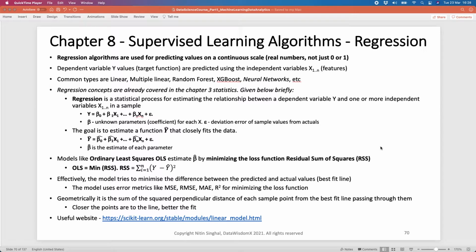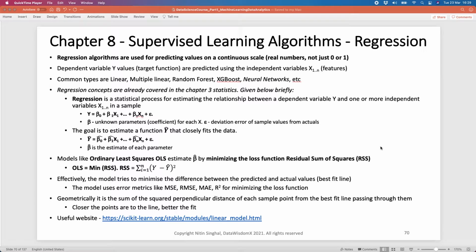So if you're trying to predict values on a continuous scale, like between 1 to 100, you want 1.27, 3.89, 27.34, and so forth. Then you need a regression algorithm because you're not trying to predict just categories like 0, 1, 2, 3.